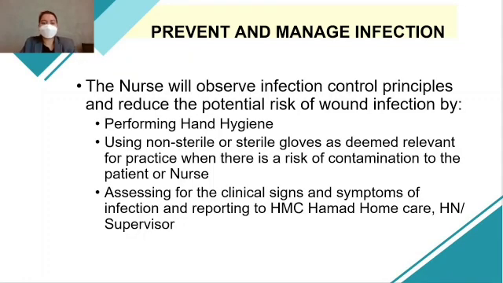Prevention and management of infection. How to prevent? As a nurse, you have to strictly follow infection control practices. This is to reduce the potential risk of wound infection by performing hand hygiene and using sterile and or non-sterile gloves. This is to avoid the risk of contamination for both of you, the patient and the nurse. And you have to assess for the clinical signs and symptoms of wound infection. That's why you have to report that immediately to the assigned Hamad home care nurse, to your supervisor and head nurse, or any admin team.